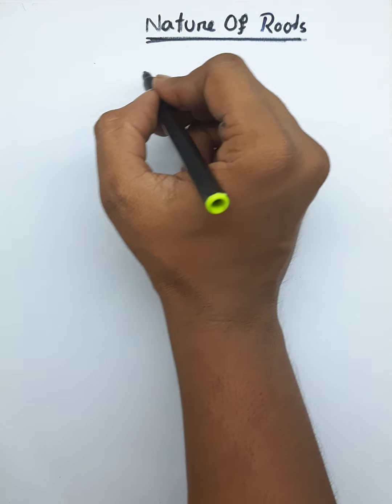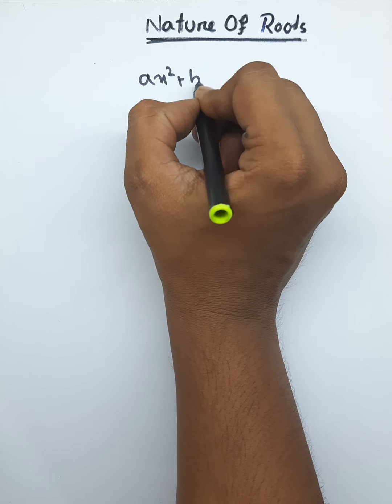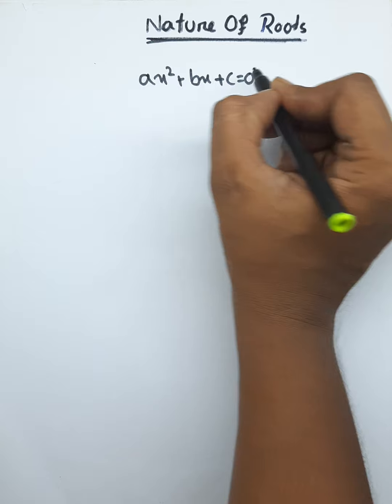In this class, we are going to discuss the nature of roots of a quadratic equation. We know the general form of a quadratic equation is ax² + bx + c = 0.